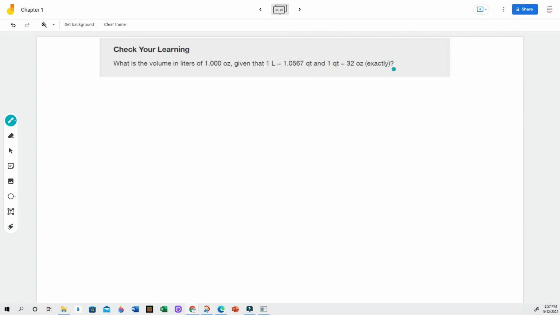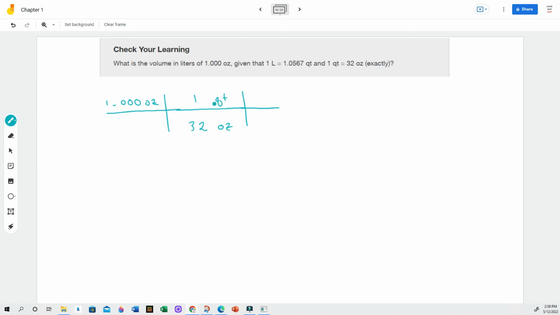All right, so we're just going to string along some conversions so that we end up with the units that we want. So we have 1.000 ounces. Again, I like to use my fence posts. First I want to get rid of my ounces. I have 2 conversion factors here, and the one I want to use first is 1 quart equals 32 ounces, because I'm looking to get rid of the ounces. So I want my ounces in the denominator and my quarts in the numerator. And so this is 1 quart and 32 ounces.